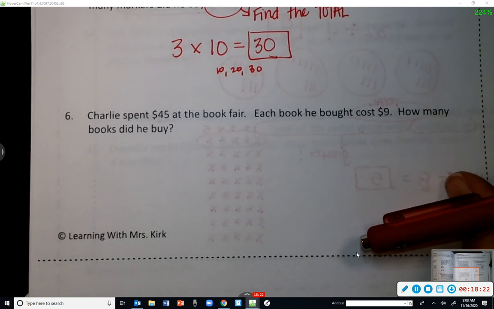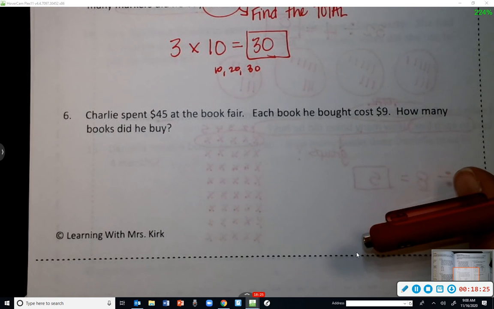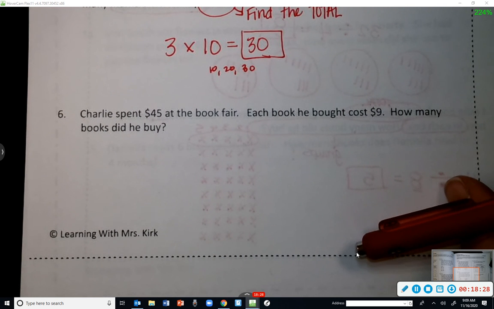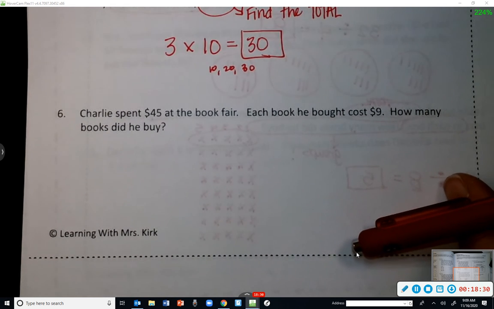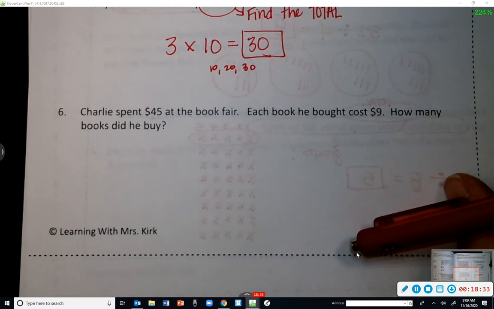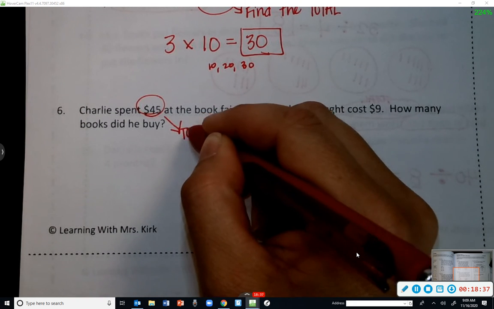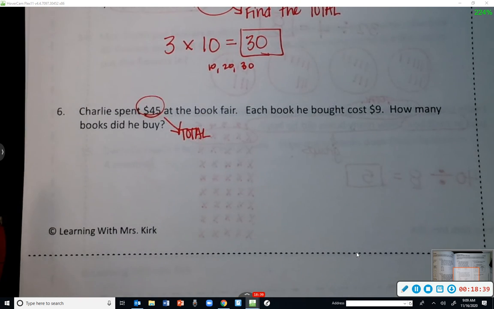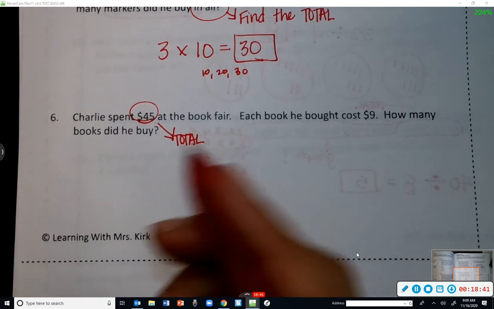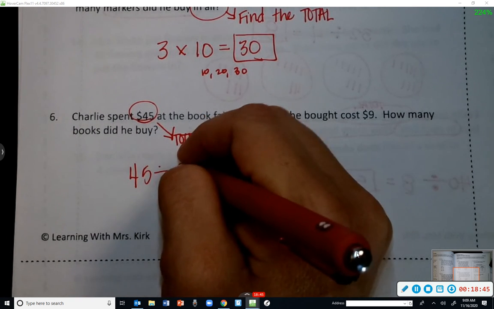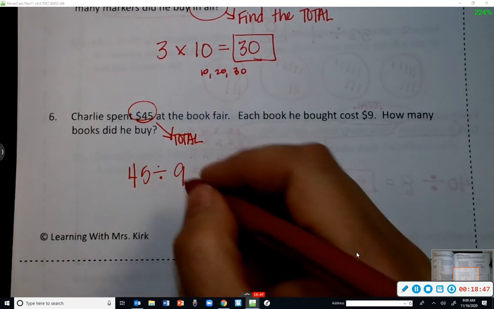All right, number 6, last one. Charlie spent $45 at the book fair. Each book he bought cost $9. How many books did he buy? Do we know the total? Yes. Total is 45. So if I'm already given the total, I don't need to multiply. I need to what? You could divide. Divide. $45 divided by $9 each.